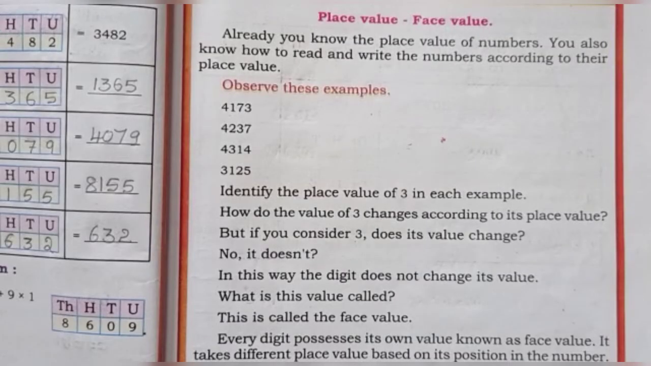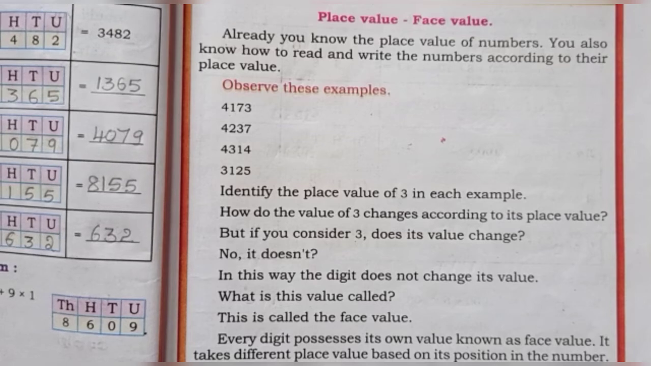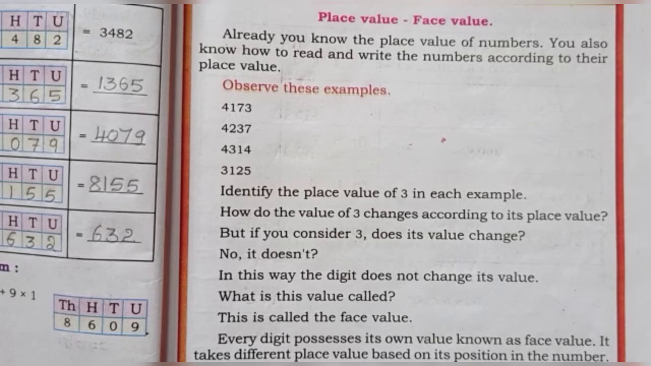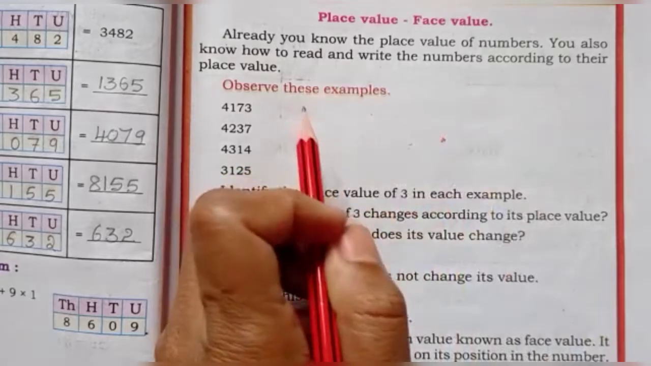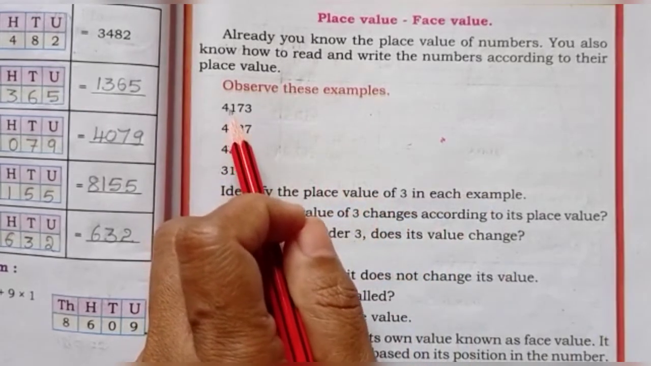Hi children, already you learned about place value. Let us learn about face value. Already you know the place value of numbers. You also know how to read and write the numbers according to their place value. Observe these examples and read.